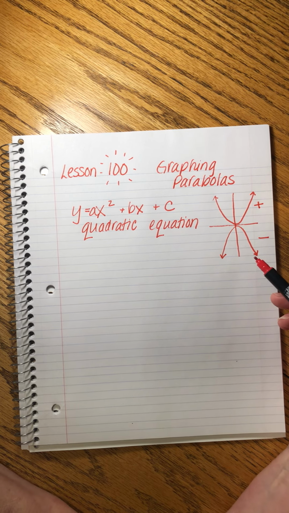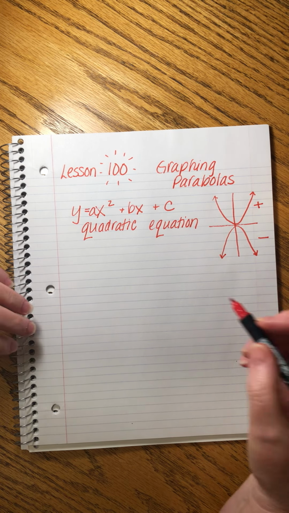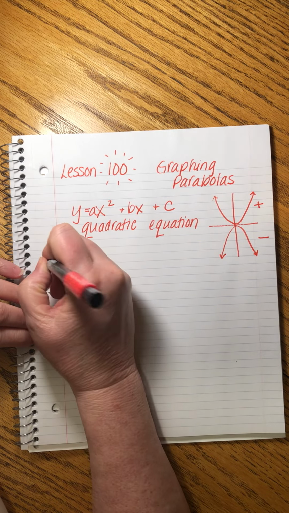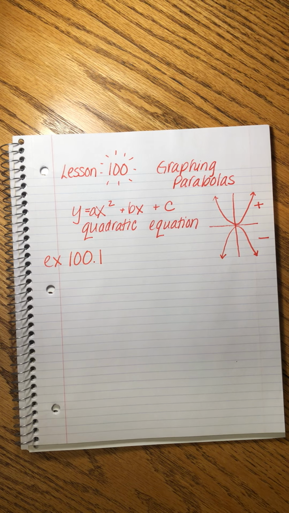So that's what we're doing. Let's dive in and start on an example. John does like 4 pages of preamble. I'd rather just explain as we go. Example 100.1, that looks nice, doesn't it?